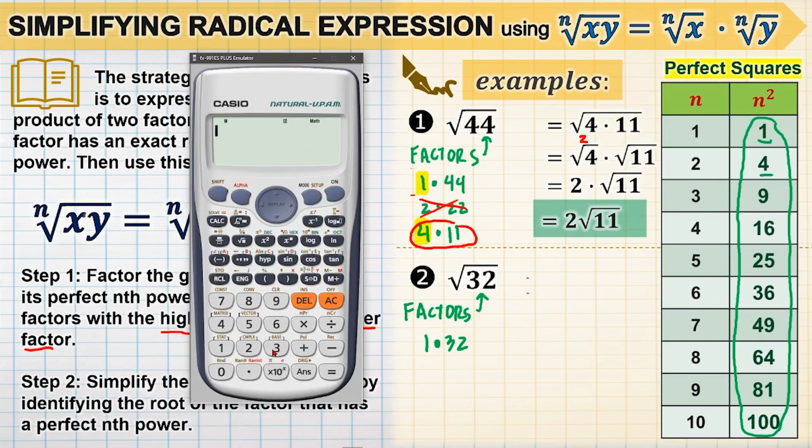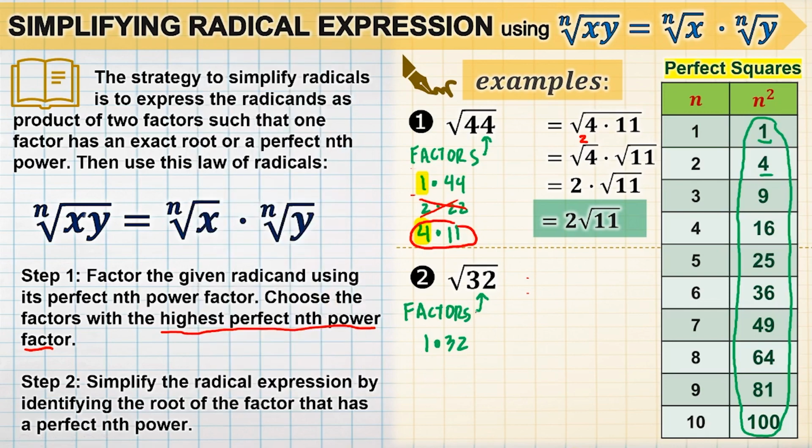Pwedeng alam mo na or kung gusto mo malaman, you can divide 32 divided by 4. That's gonna be equal to 8. At dyan, kung mapapansin mo, may whole number na sagot, which is 8. So, we can say that 4 times 8 is equal to 32. Now, therefore, we can say another pair of factors would be 4 times 8. That's equal to 32. So, okay na tayo with 4.